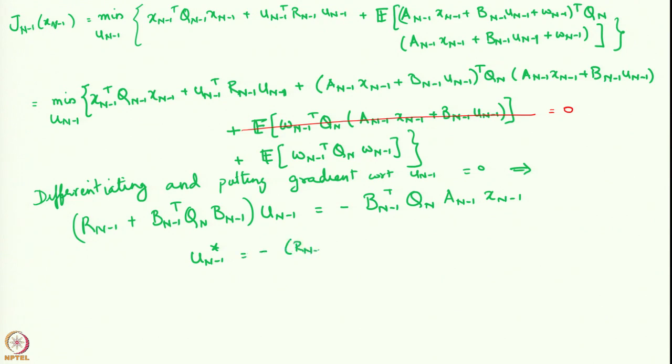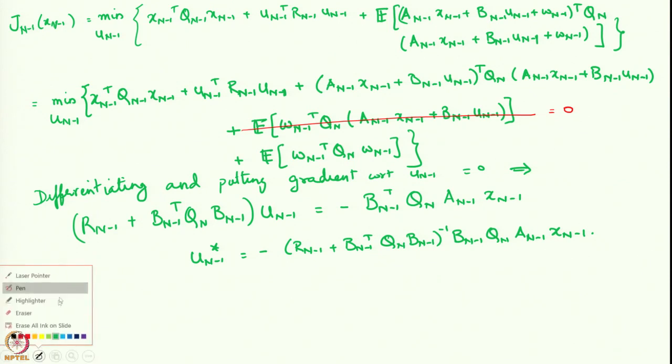It is negative of R_{n-1} plus B_{n-1} transpose Q_n B_{n-1} inverse, times B_{n-1} Q_n A_{n-1} x_{n-1}. Notice that, as a result of the dynamic programming theorem, we have now found what the optimal decision rule is at time n minus 1. At time n minus 1, the optimal thing to do is to apply a linear function on the state x_{n-1}. The coefficients are given by this complicated form here.